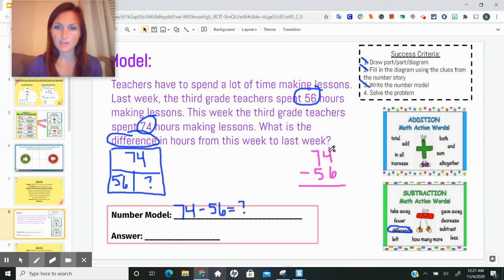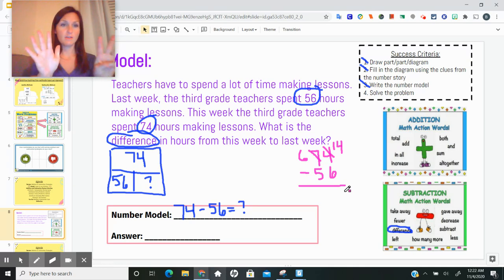Okay. Now I'm going to subtract 4 minus 6. I have 4. Can I take away 6? No, I can only take away 4. I need more than that. 6 is a bigger number, so I need to borrow from my neighbor. So take 1, add 10. 10 plus 4 is 14. And now 14 minus 6. 6, 7, 8, 9, 10, 11, 12, 13, 14. Right? My answer is 8.